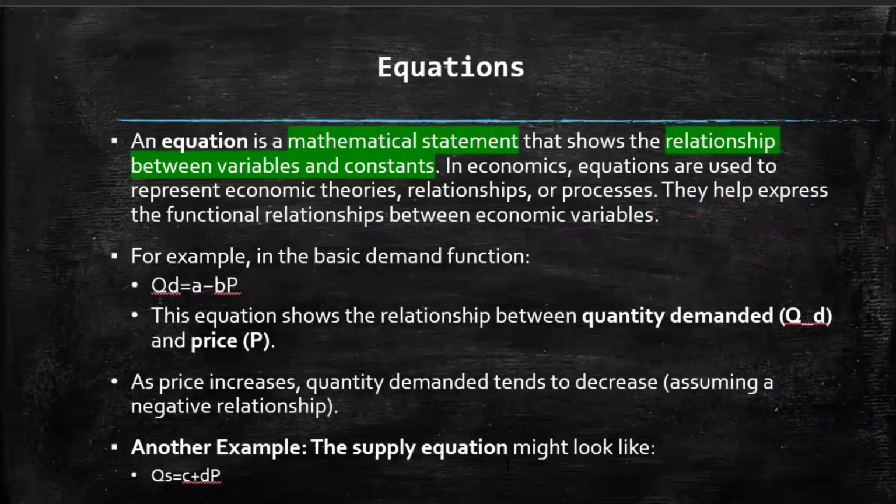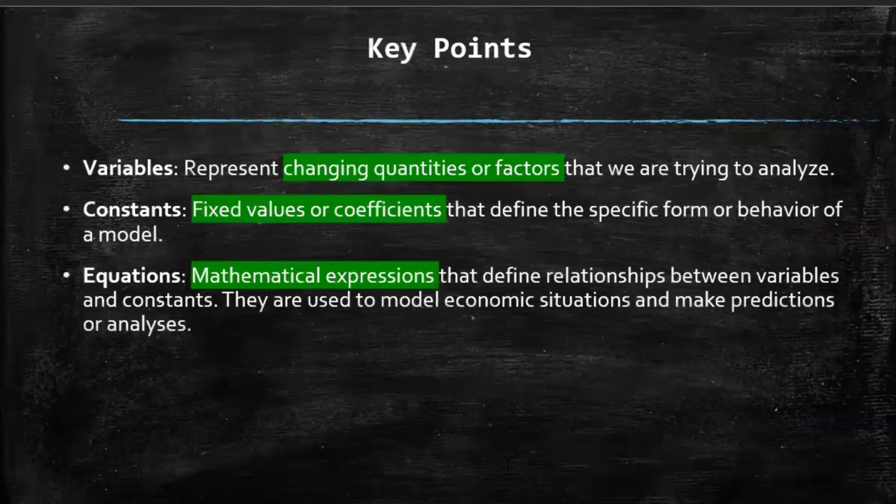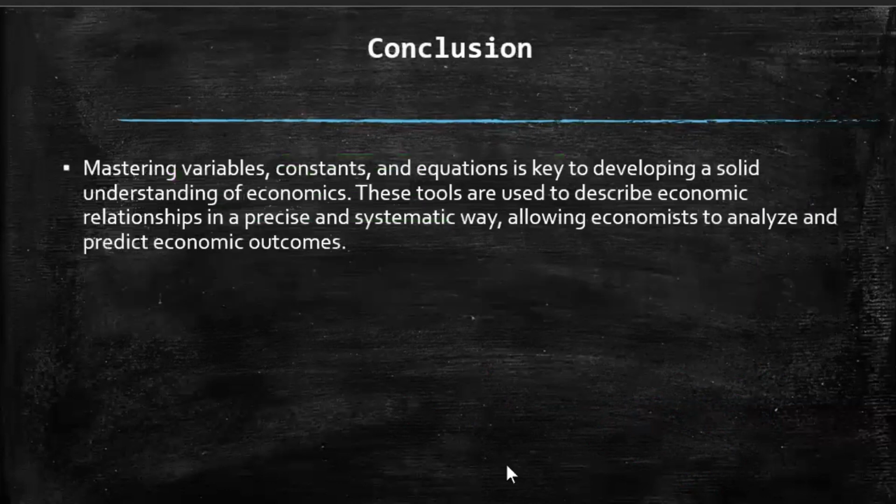Now, to summarize, variables represent changing quantities or factors which you are trying to analyze. Constants are fixed values or coefficients that define the specific form of a model. Equations are mathematical expressions that express the economic relationship. When we know about these variables, constants and equations, we can have a solid understanding of economics, and we can express the economic relationship in a precise and better way.